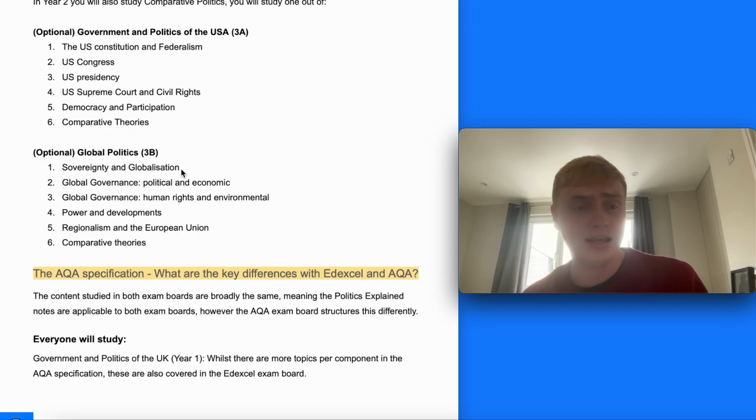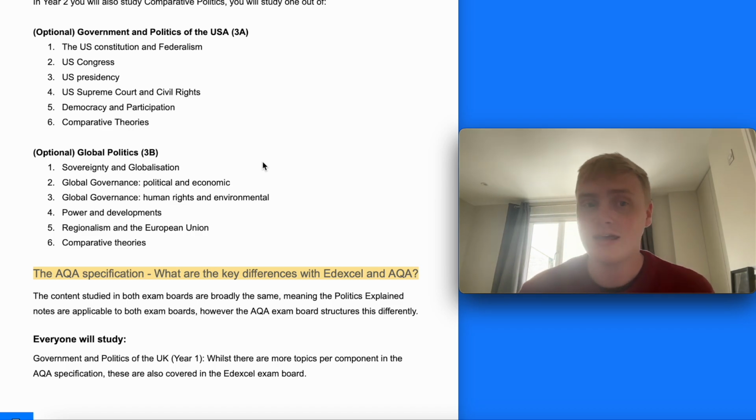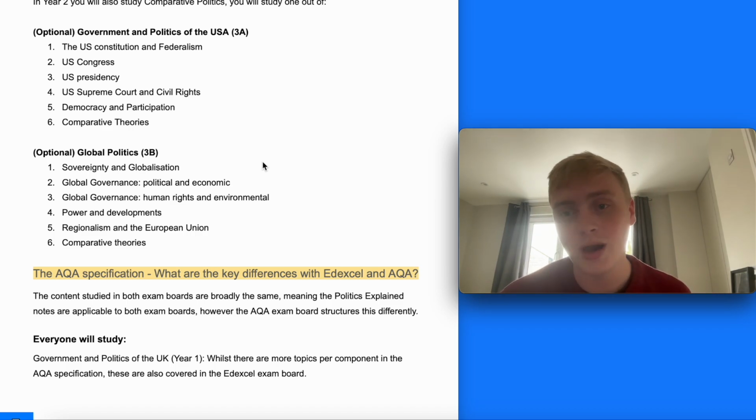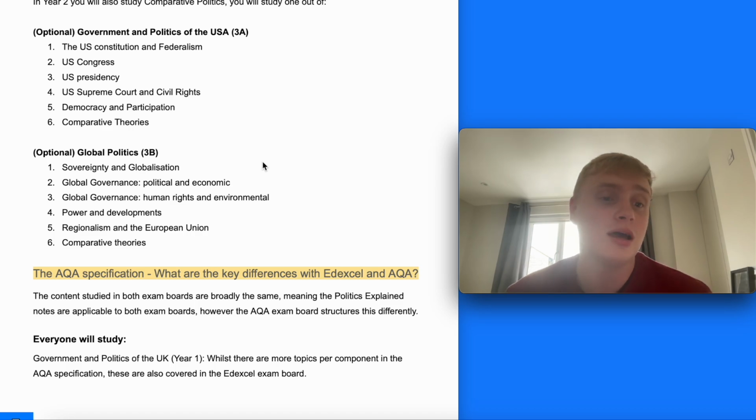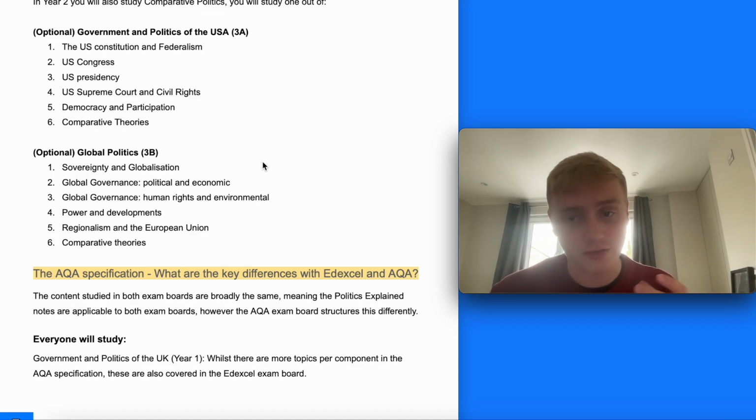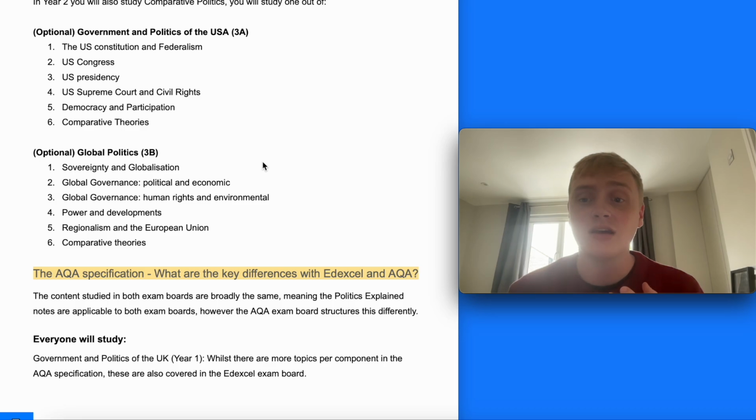Global politics, similarly, has a few topics: sovereignty and globalization, global governance, looking at the political side and the economic side, and you look at a wide range of institutions such as the UN and the WTO. Global governance, including human rights and environmental, power and development, and regionalism and the European Union. And then comparative theories there, rather than comparing global to anything else, is comparing within global politics, so different institutions and using different theories to analyse global politics and to compare within.